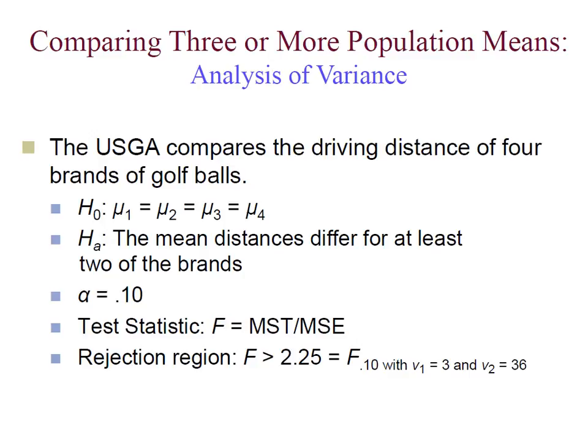The rejection region is 2.25. How do you get this number? I will show you from the table. Here you have V1. What is V1? V1 is the degrees of freedom, which is K minus 1. So if you come back here.